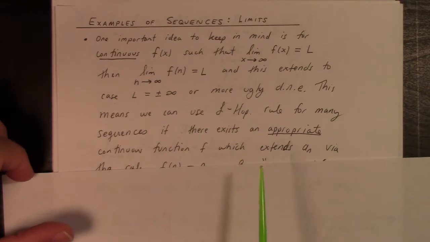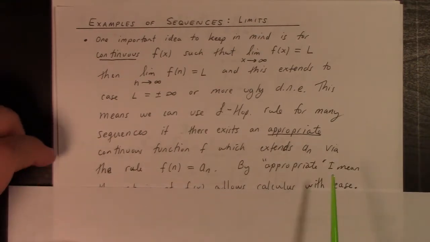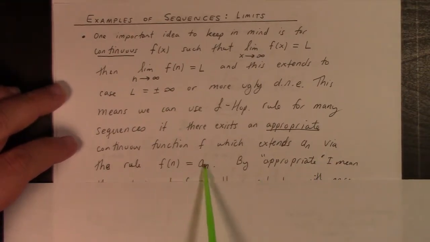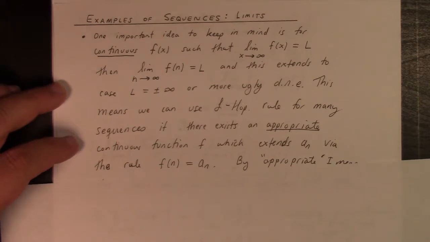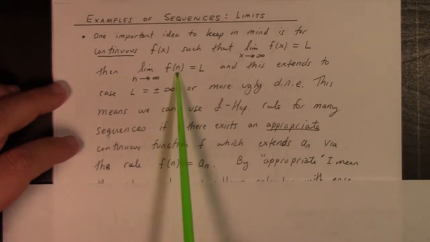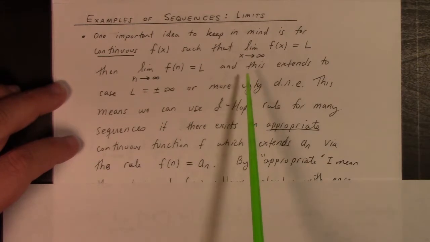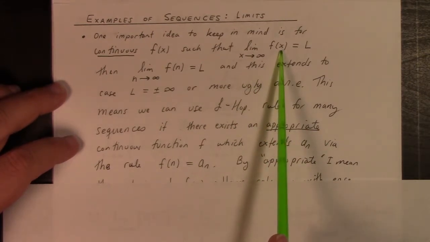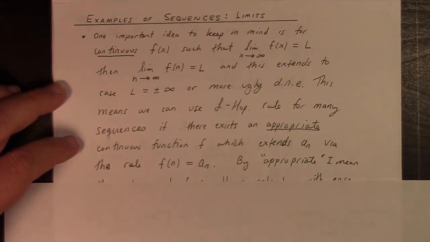If there exists an appropriate continuous function f which extends a sub n via the rule f of n equals a to the n. Technically speaking, I shouldn't really do calculus on f of n directly because n is not a continuous variable, it's discrete. It's hopping from 1 to 2 to 3 to 4 to 5. Now x is a continuous variable, so there I can do calculus, I can do L'Hopital's rule, and so forth.